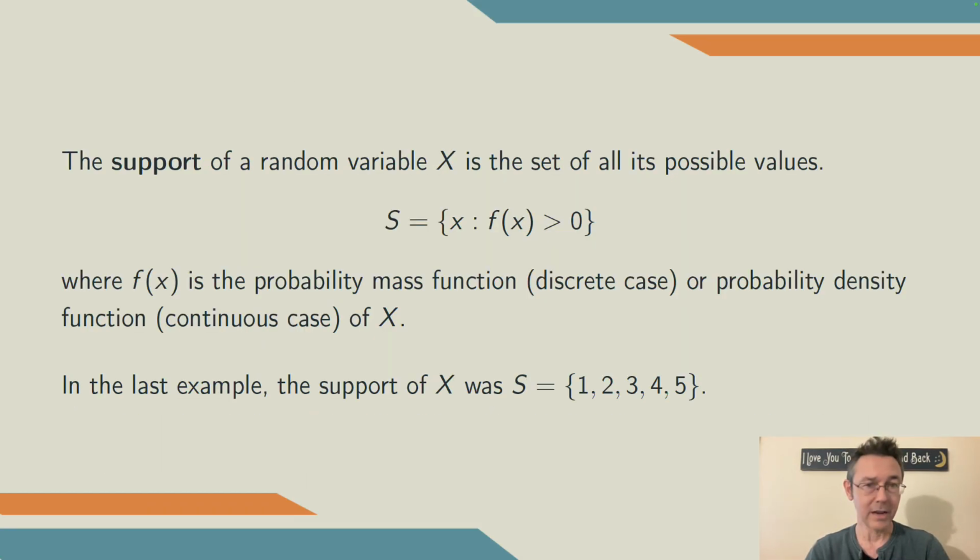One more definition as we wrap up. The support of a random variable x is the set of all possible values. So it's the set of all x values with a probability mass function or probability density function that's strictly greater than 0. In that last example, the support was the set x equals 1, 2, 3, 4, and 5, because those are the values that have non-zero probabilities for that random variable.